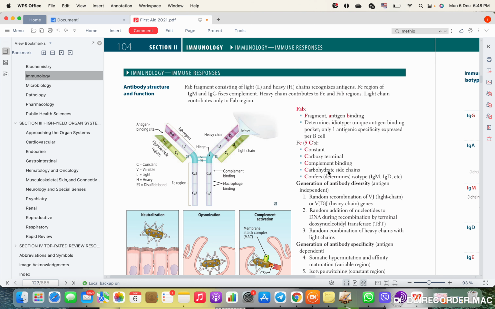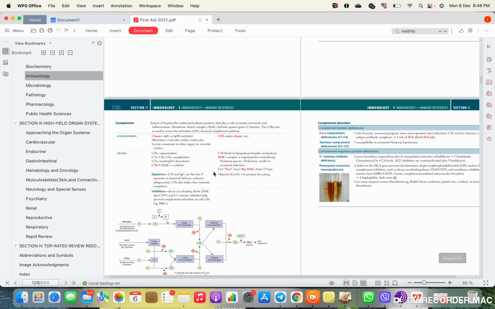So let's speak about here. Other than the fact that it's constant and does not change from one antibody to another, it also has a carboxyl terminal, basically a chemical structure ending. Also, it participates in complement binding. What do I mean by complement binding? If you take a look here, the complement binds here. So you're like, what is a complement?